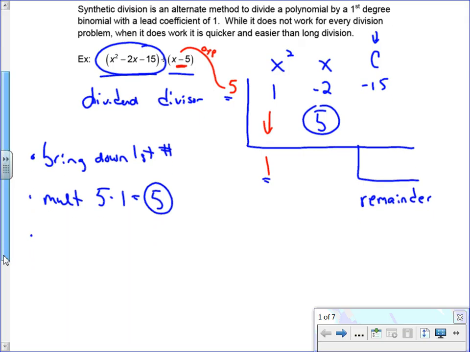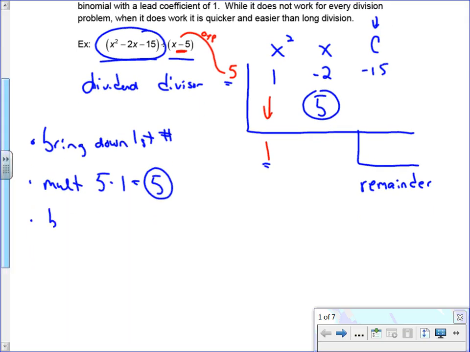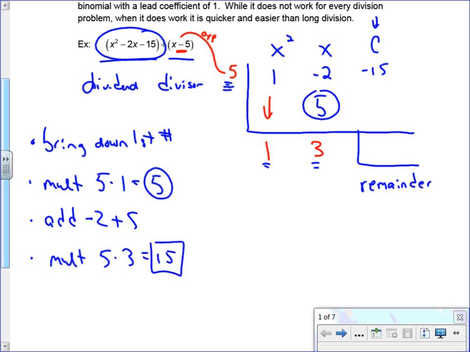So the next step is, not bring down this time, we're actually going to add the negative 2 plus the 5 that we just wrote down. Add those 2 numbers, and you're going to get 3, negative 2 plus 5. And then you're going to multiply again, that original 5, again, this one, times the 3 that we just wrote down. And 5 times 3 is 15, and you put that number right here.